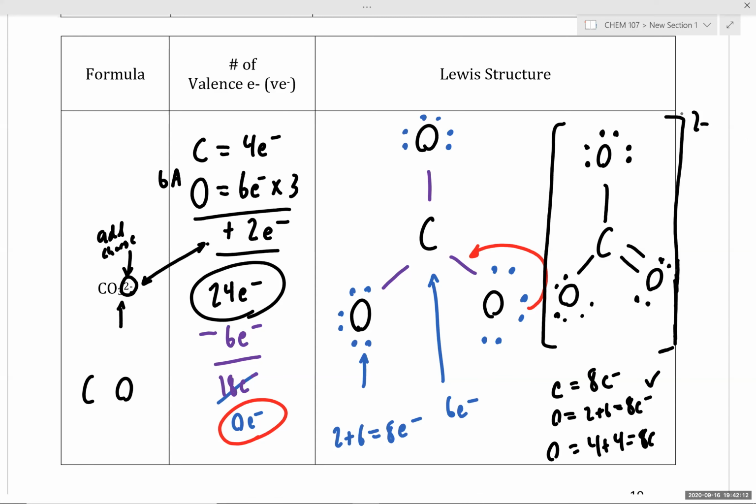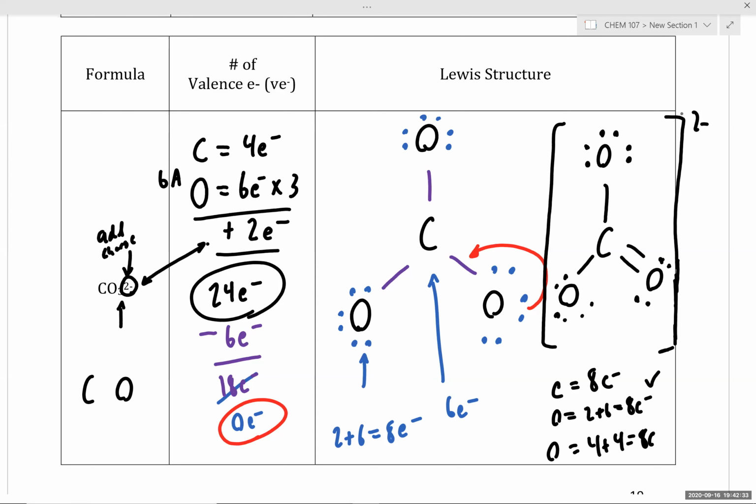Just please, to reiterate, we add the charge because it says 2 negative. Yes. So if it were to say 2 positive, we would subtract that charge? Yes, exactly right. Does that make sense? Yes.